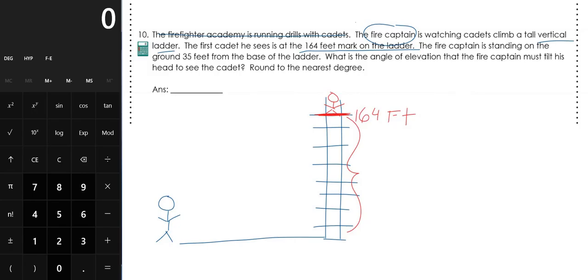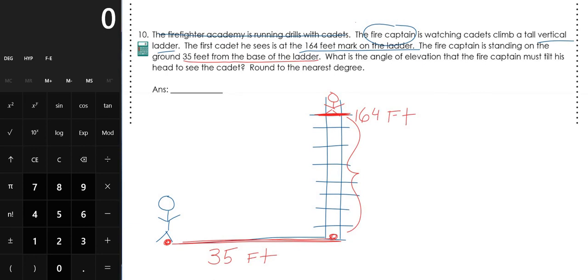So the fire captain is standing on the ground 35 feet from the base of the ladder. 35 feet from the base of the ladder. So he's standing here. The base of the ladder is here. 35 feet away means it's the horizontal distance here of 35 feet. Okay. Next, what is the angle of elevation that the fire captain must tilt his head to see the cadet?